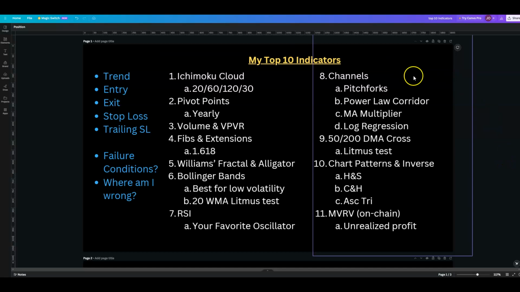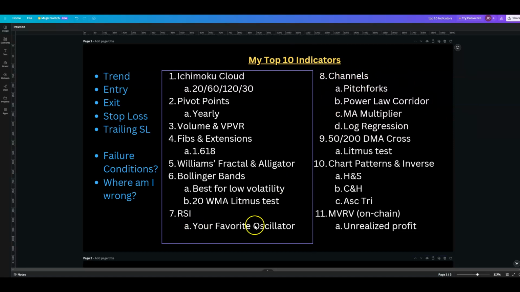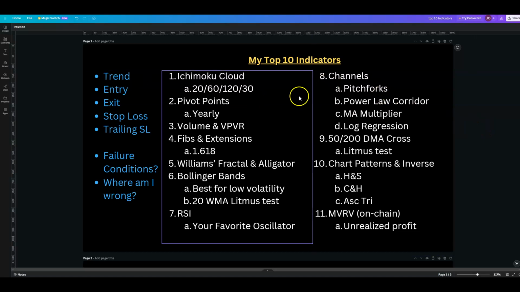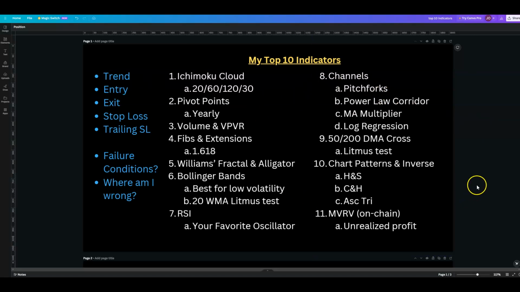You see me talk about channels all the time because one thing the cloud doesn't always give you is a target or a time point for X price, right? 33K by July was born out of pitchforks, channels, that sort of thing. All of these channels also act as an oscillator because they tell you, are we overbought? Are we oversold? And ultimately, again, are we in a trend, right? All this stuff sort of talks to itself as far as where we're going.